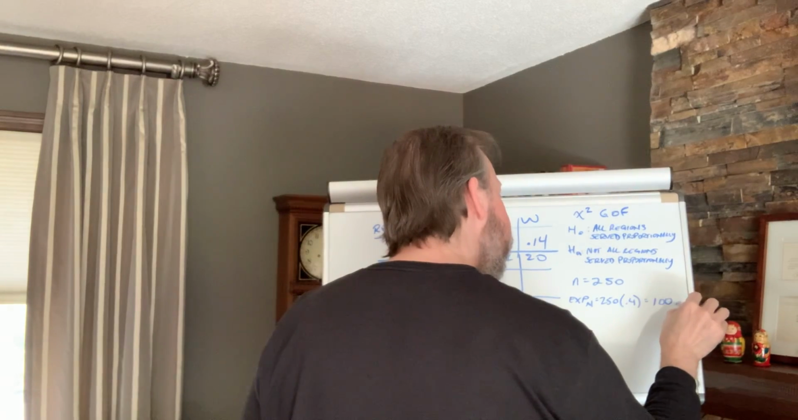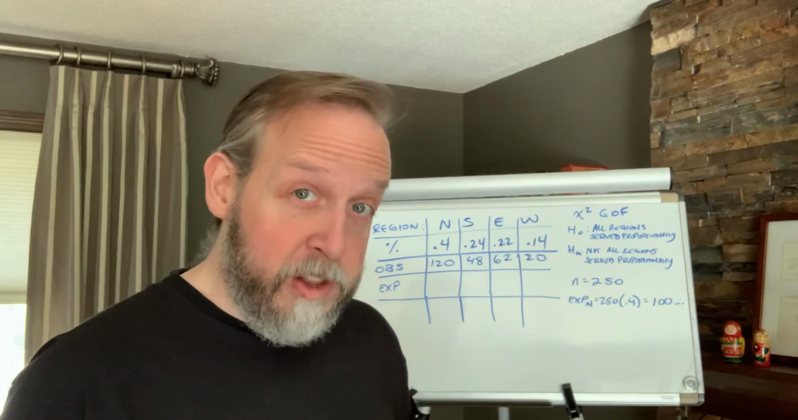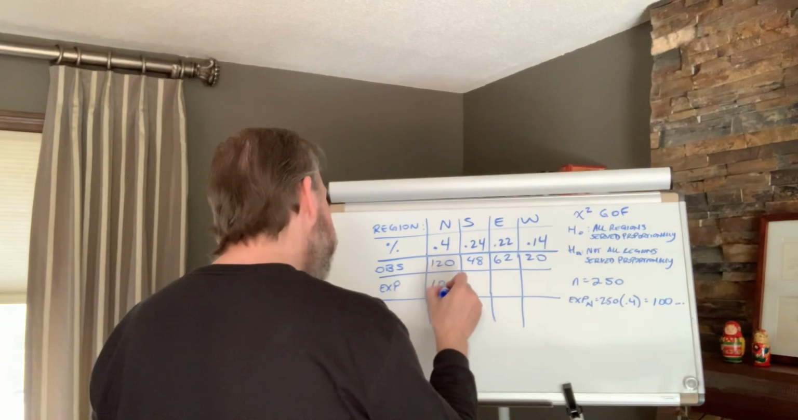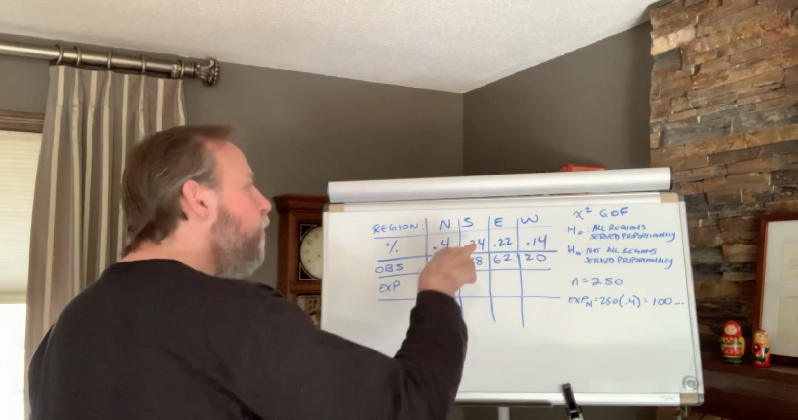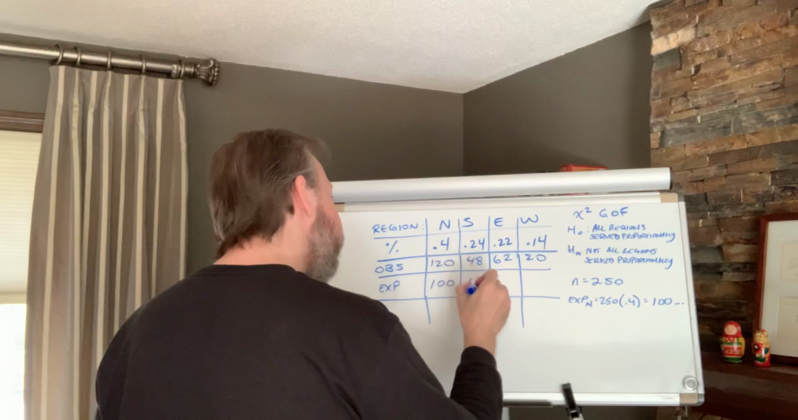And then I'll do the little ellipsis to say that I'm going to keep doing that to find the rest of the expected counts. Okay, well, I've got 100 people in the north. Now, if I find 24% of 250, well, that's 60 people.